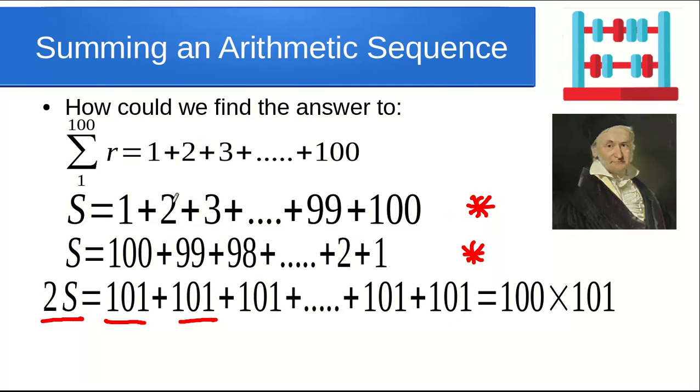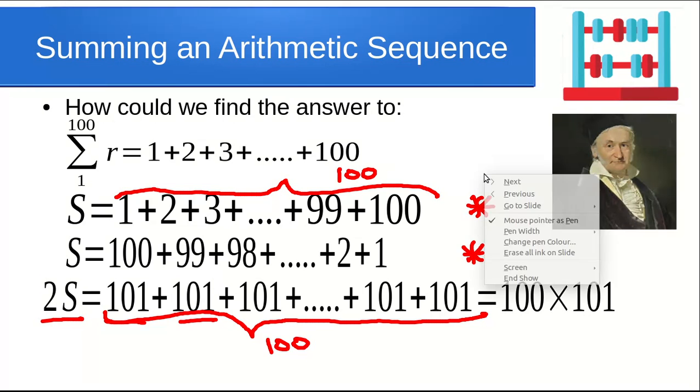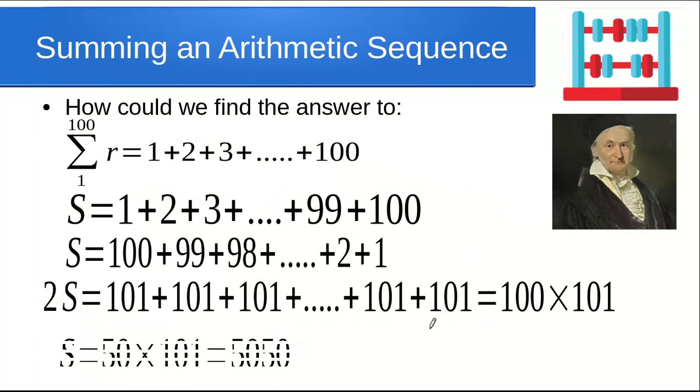And what's more, how many 101s do we have here? Well, we have 100 101s because there were 100 terms in the sequence up here. And therefore, all we really need to do is 100 times 101, and that's going to give us the answer of 5050. That's what Carl Gauss did when he was 8 years old, which I think is really quite impressive.